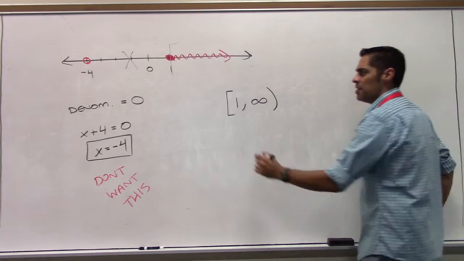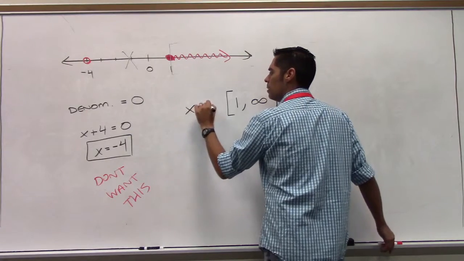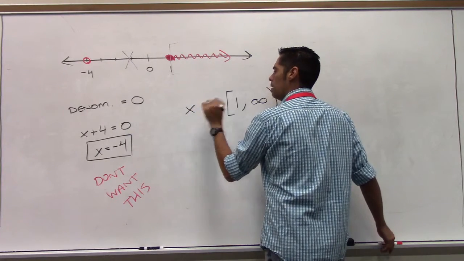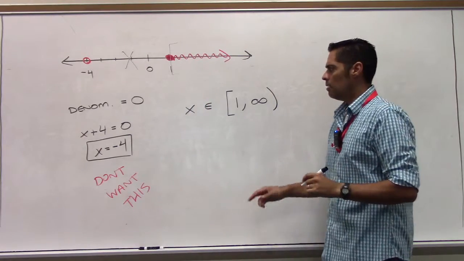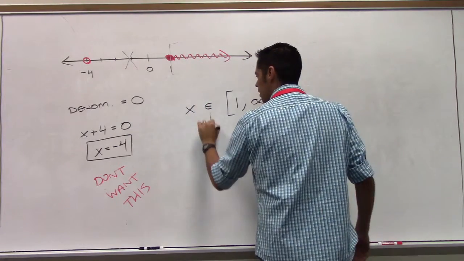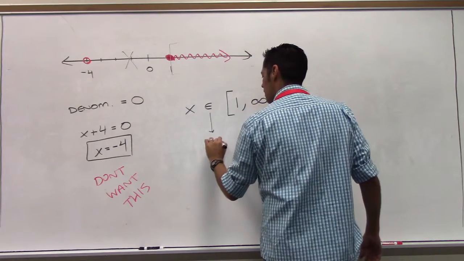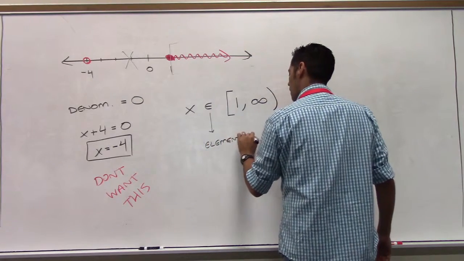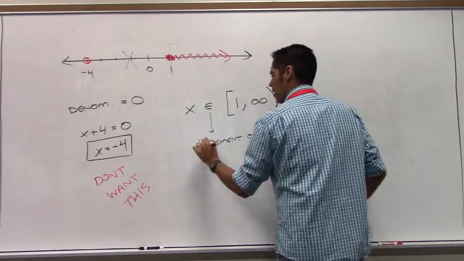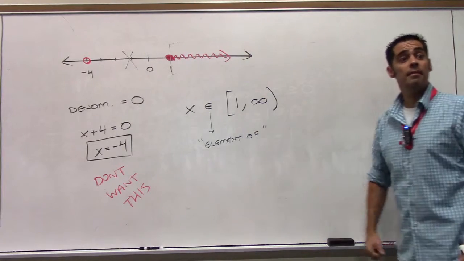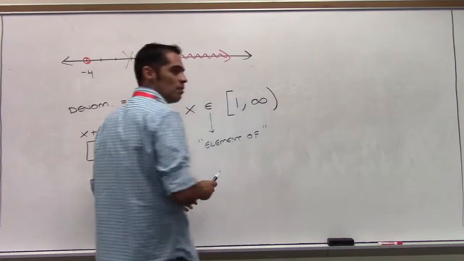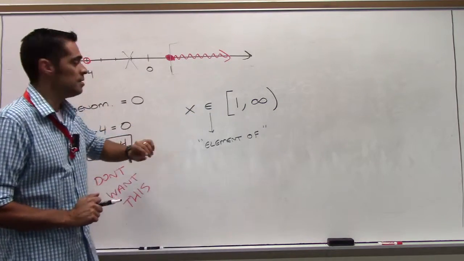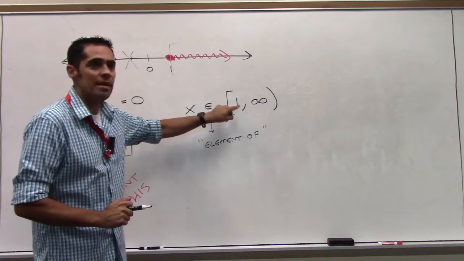And some of you may have seen something like this. X. It's like this weird little E looking thing. No? Okay, what that means is X is an element of this interval. If you see it in the book that way, or if you see it later on in your math career, you'll know what that symbol means. X is an element of that interval.